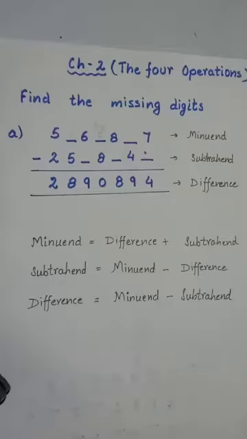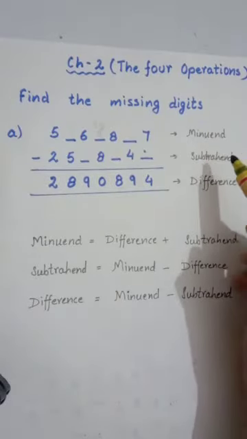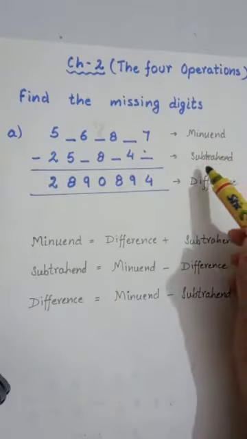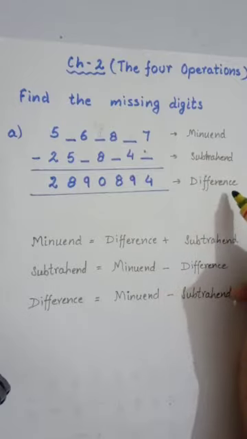In our previous video you have studied addition and subtraction. Today we will find the missing digits. As you know, the number from which we subtract is called minuend, and the number which is subtracted is called subtrahend, and the answer or result we get is called difference in subtraction.